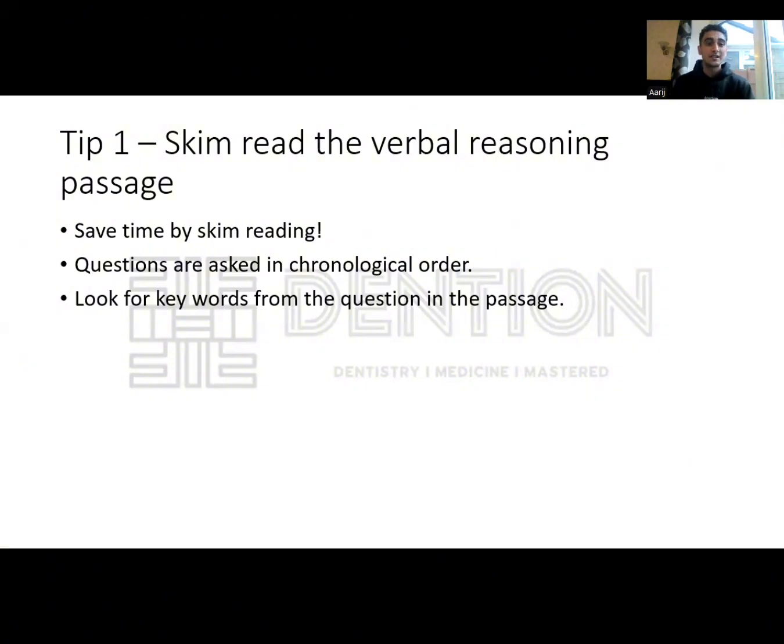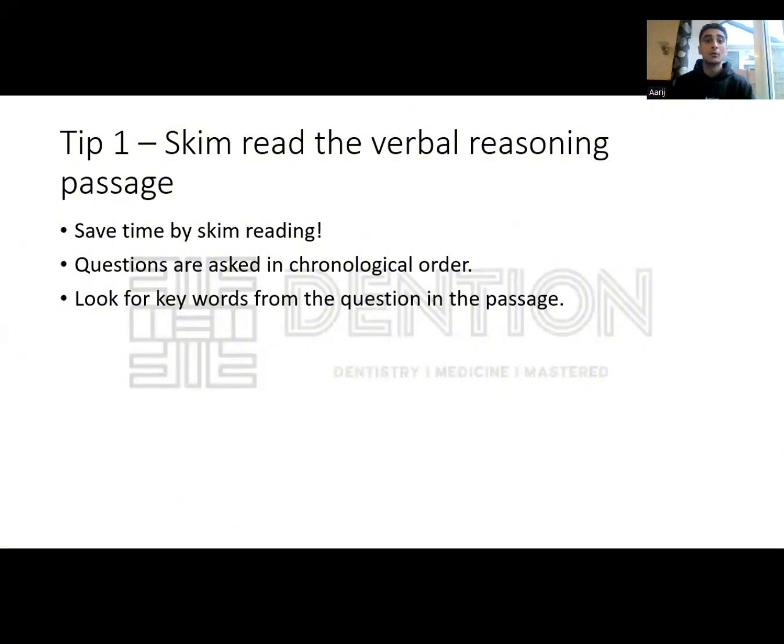Okay, so the first tip is skim read the verbal reasoning passage. You may have heard people say, oh, you should be reading the full passage or you should not read it at all. From personal experience, I sat the UCAT twice, and whilst I was doing this PowerPoint, I asked some of my friends who are now successfully in medical or dental school, who've also sat the UCAT, and they said that they found when they were doing the verbal reasoning, the best thing to actually do was skim read it.